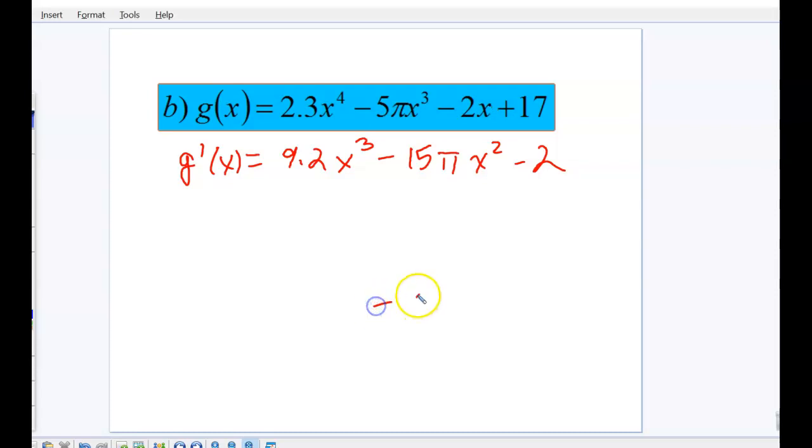Lots of people have trouble when it's just minus 2x and I'm asked to take the derivative. Well, remember the 1 comes out front and that drops down to a power of 0, and x to the 0 is 1, so you're going to be left with just a constant in front, which is minus 2.